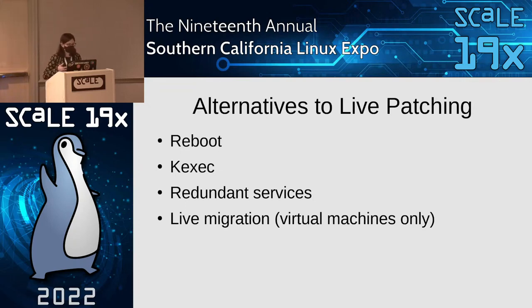Redundant services, so behind a load balancer or some kind of high availability solution, allows you to perform a software update on one of the systems without having any downtime to your customer. And then finally, in the case of virtual machines only, there's live migration. So you can have your unpatched hypervisor running multiple virtual machines, and your patched hypervisor that maybe doesn't have anything on it. You use the live migration protocol to copy over the virtual machines one by one. When your old machine is evacuated, you can go ahead and bring it down for your software update.